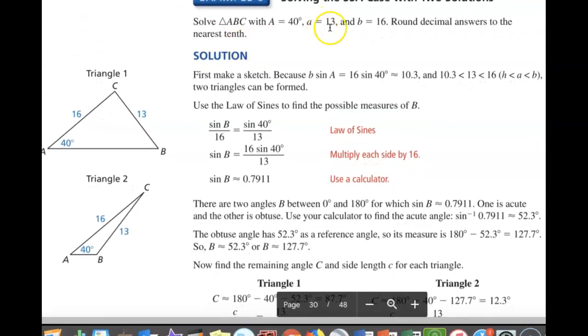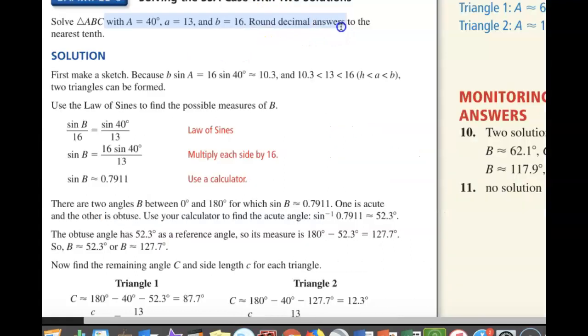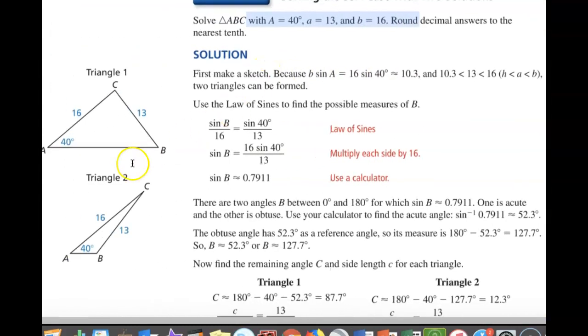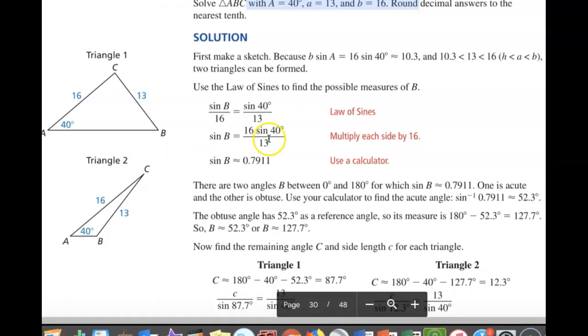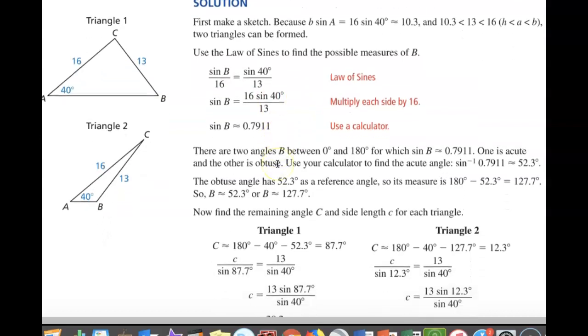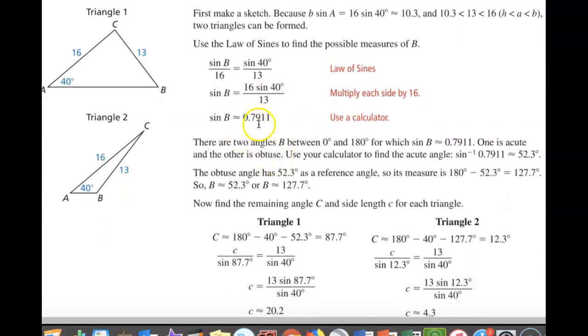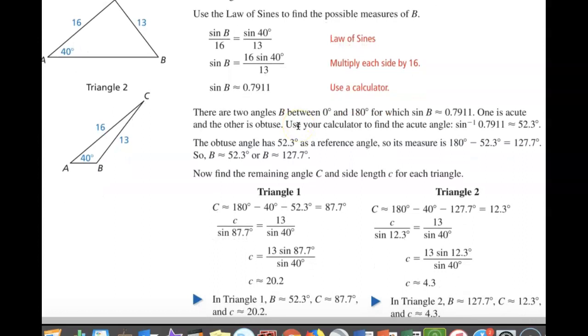So we are solving triangle ABC when A is 40 degrees, side A is 13, and side B is 16. And it ends up that these are the two possible triangles we can get, because when we derive the sine of B using our calculator, we end up getting an angle which is 52.3 degrees. Well, 180 minus 52.3 degrees is 127.7 degrees.